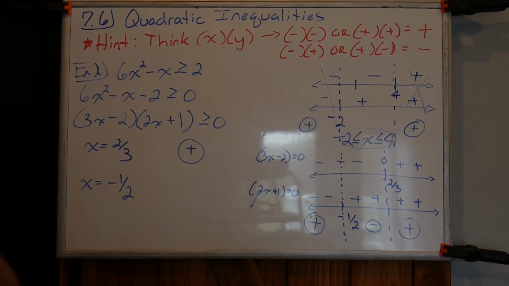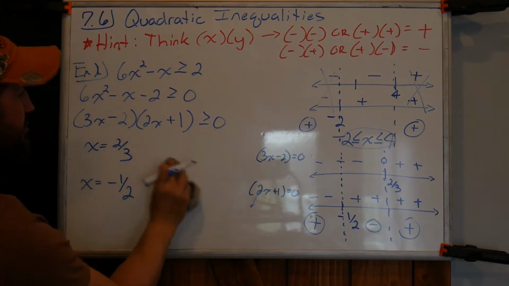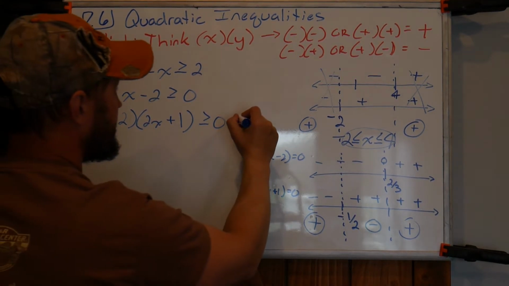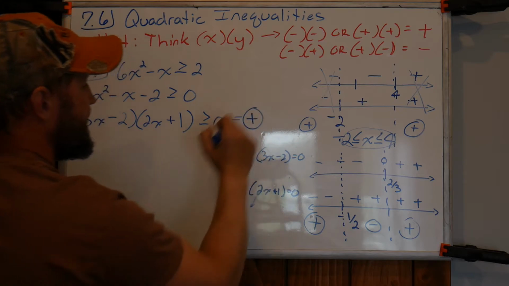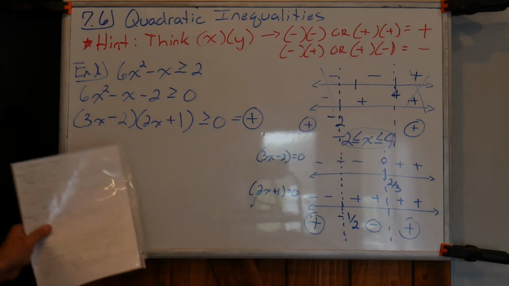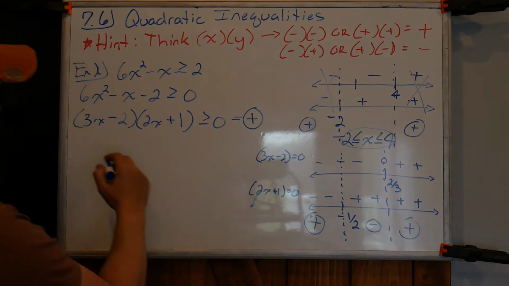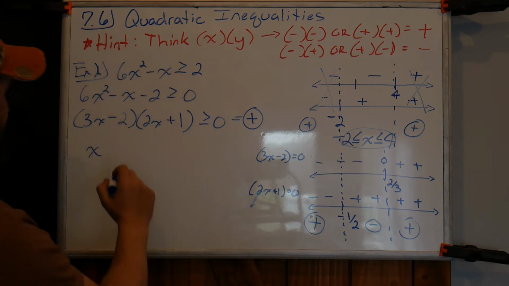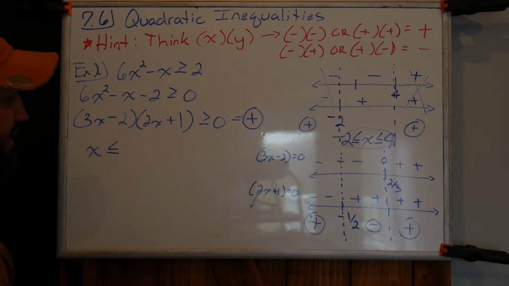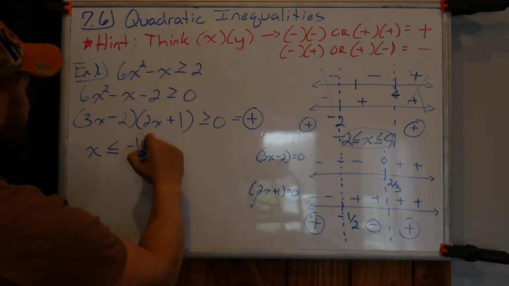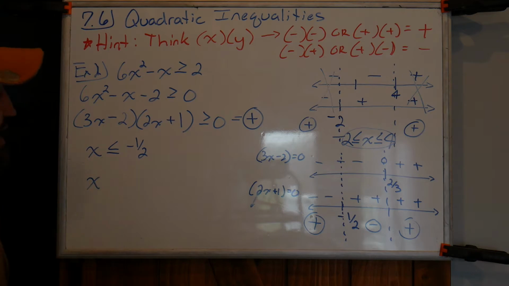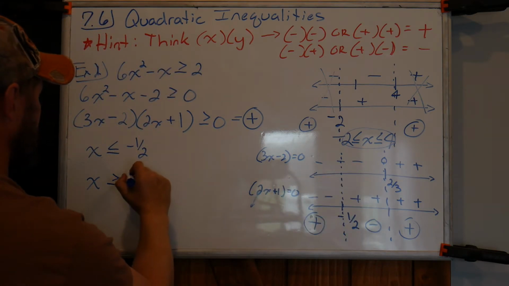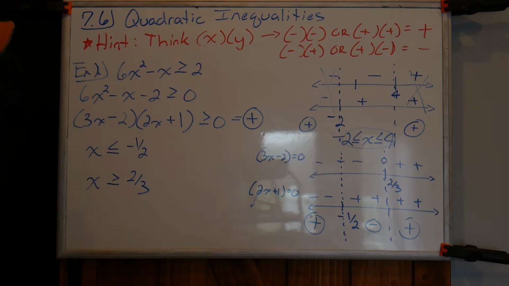That tells me it's not in the middle. So what happens is this greater than or equal to means positive. What makes it positive? Well, I know that x has to be less than or equal to negative 1/2, and I know that x has to be greater than or equal to 2/3 for this to be true.